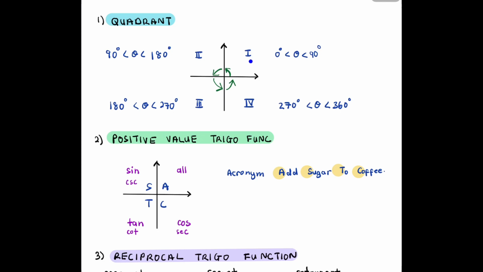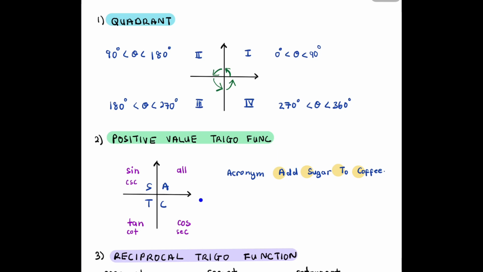You have the first quadrant, second, third and the fourth quadrant, whereby the first quadrant is the angle from 0 degree up until 90 degree. Second quadrant is from 90 degree up until 180. The third quadrant 180 up until 270, and the last quadrant is from 270 up until 360 degree. Remember, one complete circle here is total up to 360 degree.